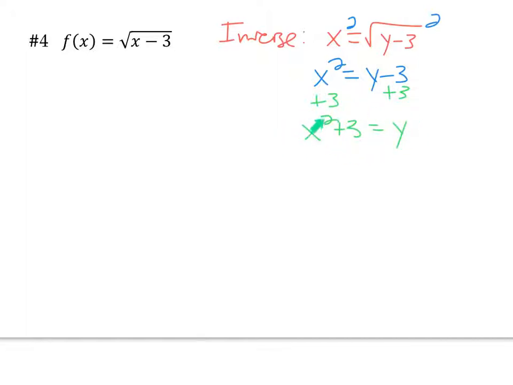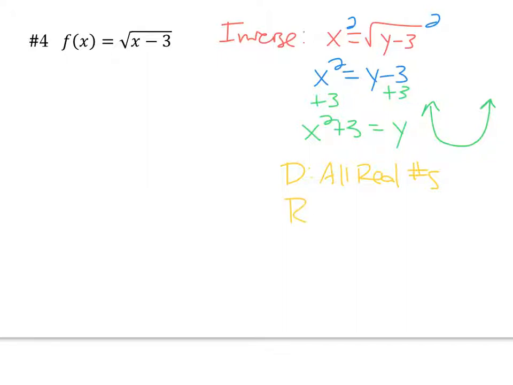Is this a function? This is going to be a parabola. An x squared, this is going to be a parabola. It's going to be some U-shaped graph that either opens up or down. It's going to open up because of the positive 1 in front of the x squared. So it's going to have a domain of anything we want. The domain for this problem could be all real numbers. You could plug in positives, negatives, anything you want there for x.